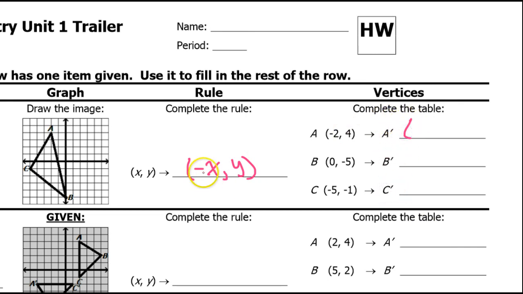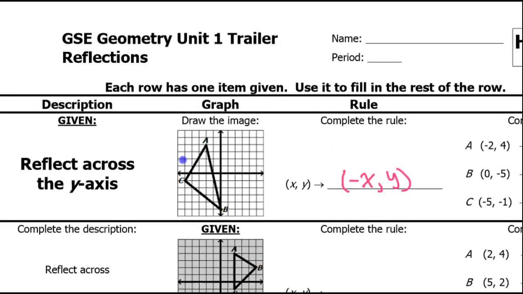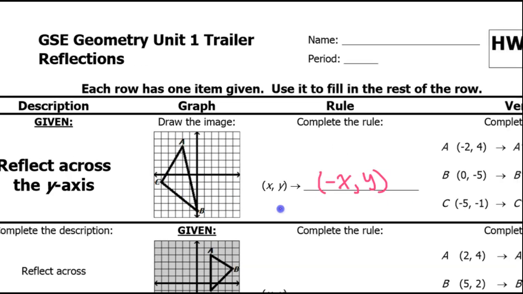So I'm doing the opposite of x, y stays the same. So the opposite of x is 2, y stays the same. The opposite of 0 is 0, y stays the same. The opposite of negative 5 is positive 5. The y value stays the same. So I could plot these points right now, boom, boom, boom, and I'd be done.